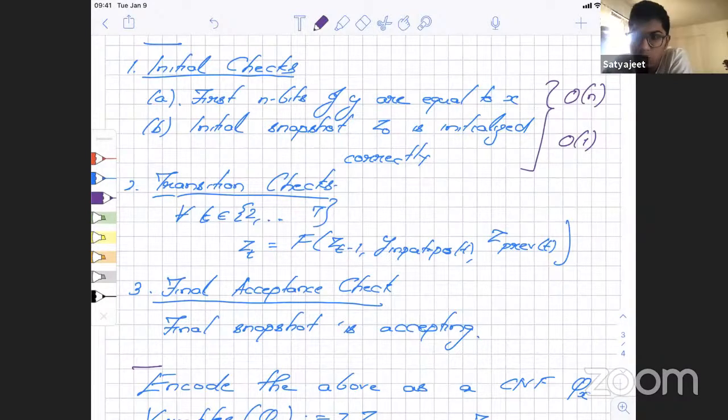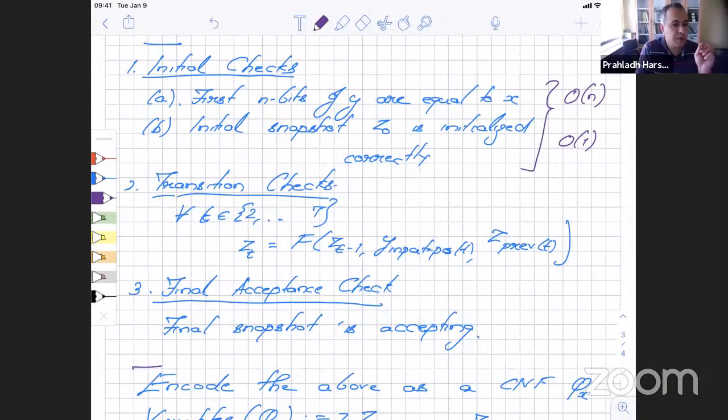Is y1 equal to the first bit of x? Yeah, y1 equals x1, y2 equals x2, y3 equals x3, yn equals xn. This is what we need to do. Okay, and we saw that it can be done.